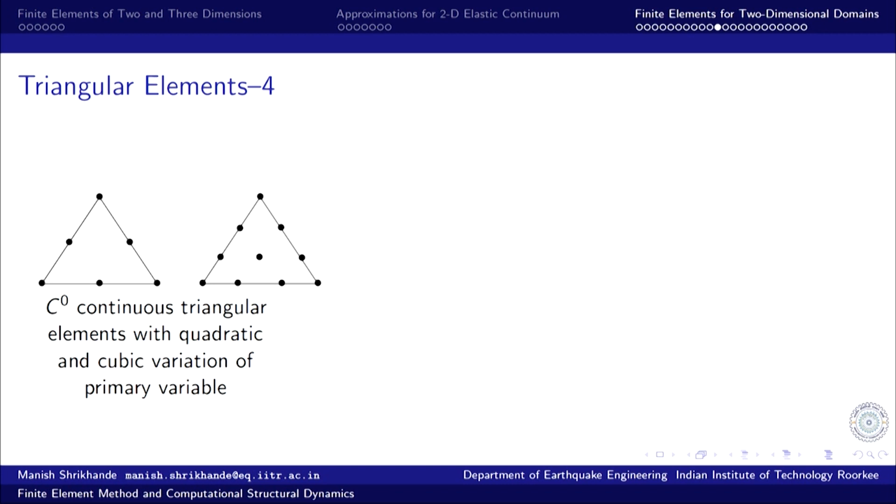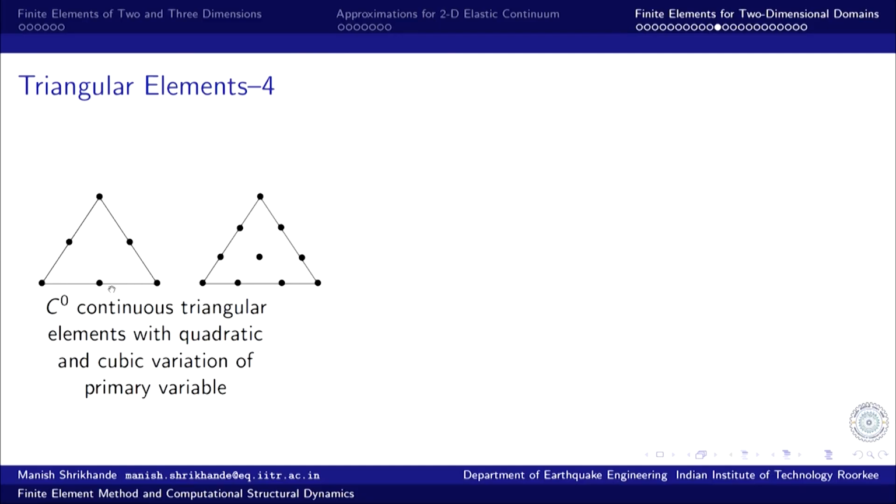So, C0 continuous elements, the 3 noded element we already saw. Next in line is the quadratic element, which is complete up to second degree terms. Those involve 6 terms: the constant term, linear term in x, linear term in y, x square, x y and y square. So, together 6 coefficients, and these 6 coefficients would be defined by the 6 nodes of the 6 noded triangle: 3 vertices and 3 mid side nodes.